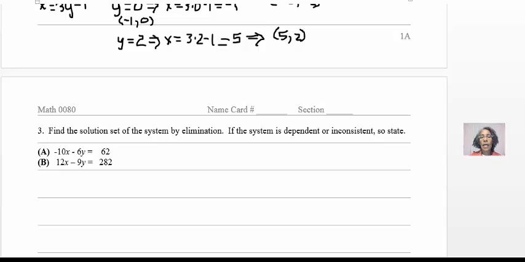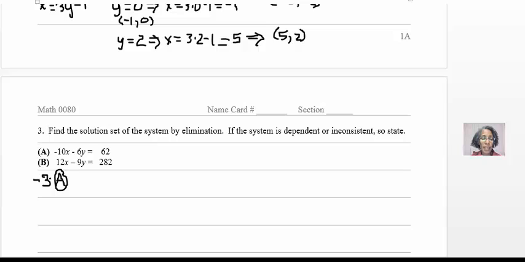Let's look at this system of equations in two variables. We want to solve this system by the process of elimination, also known as the addition method. If the system is dependent or inconsistent, we want to state that. So I'm going to multiply equation A by -3.